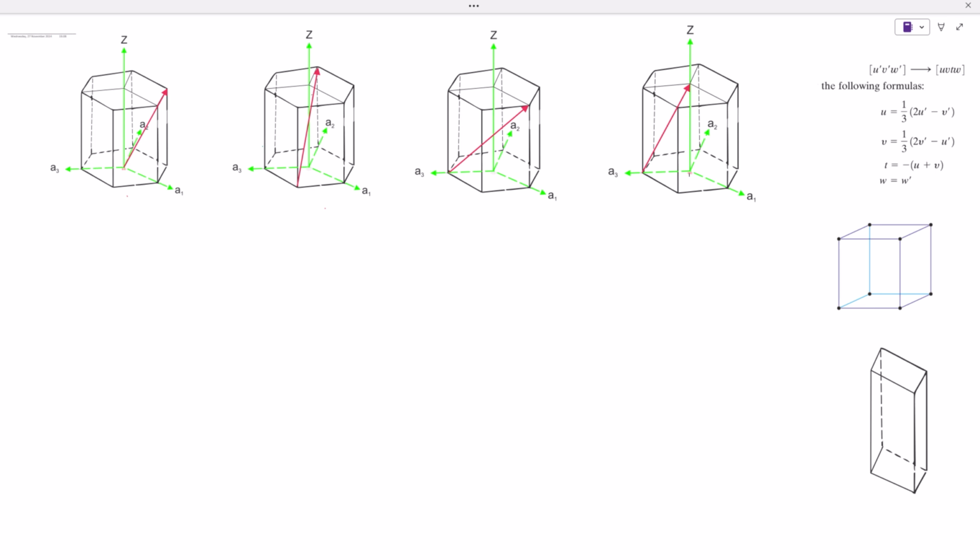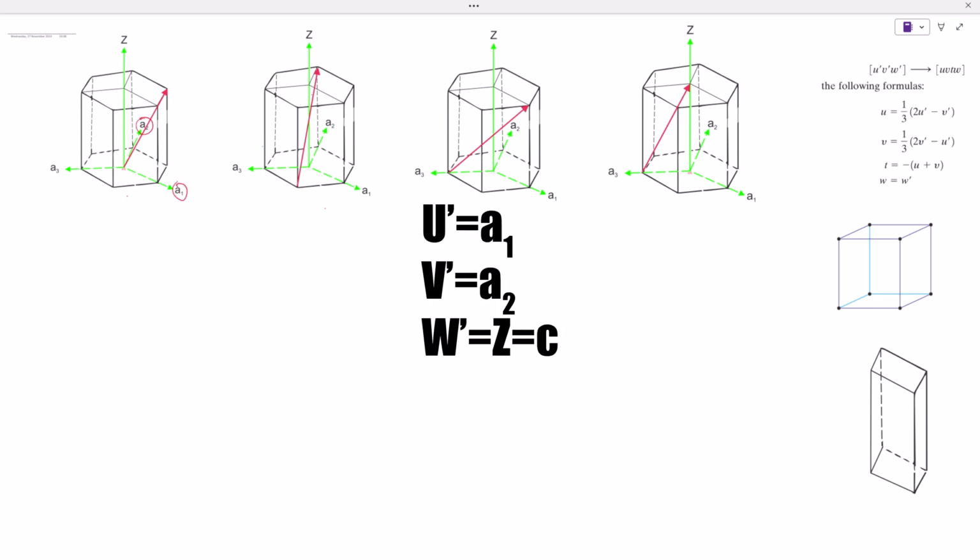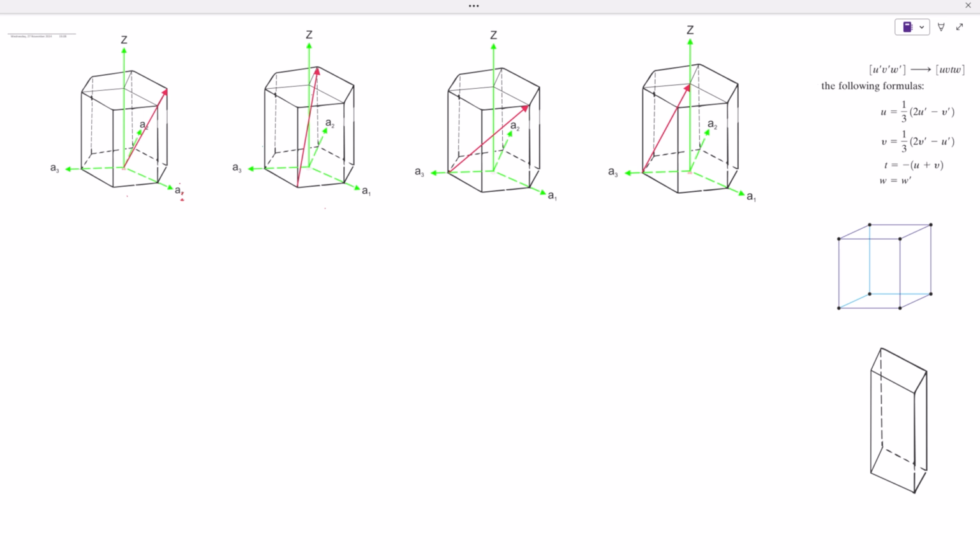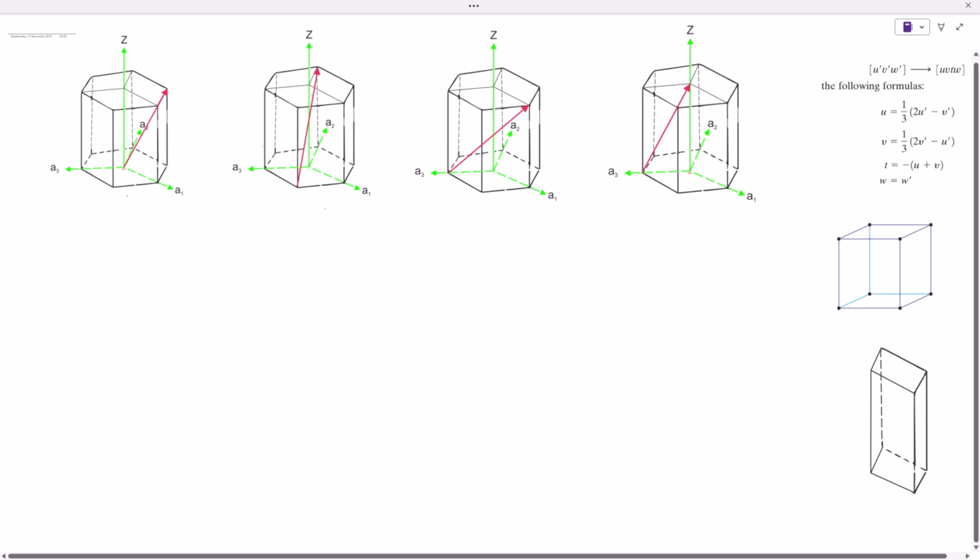Remember guys, all that matters when you are taking direction is your A1, your A2, and your C. Then you need the idea of Miller indices for cubes. You need that idea to survive in this realm of the hexagonal system, right? So let's start with number 1.